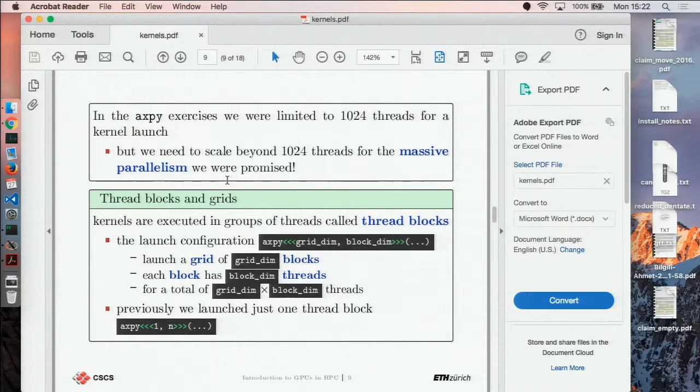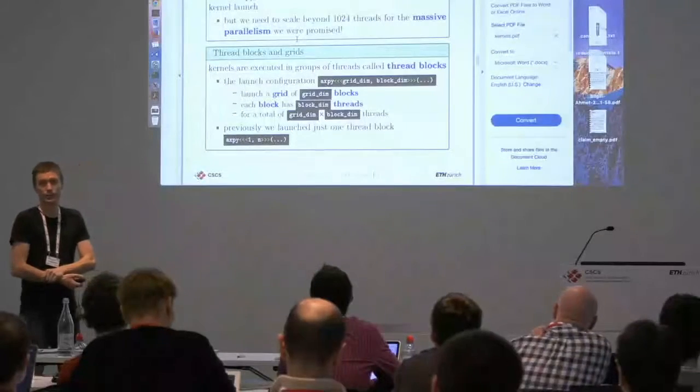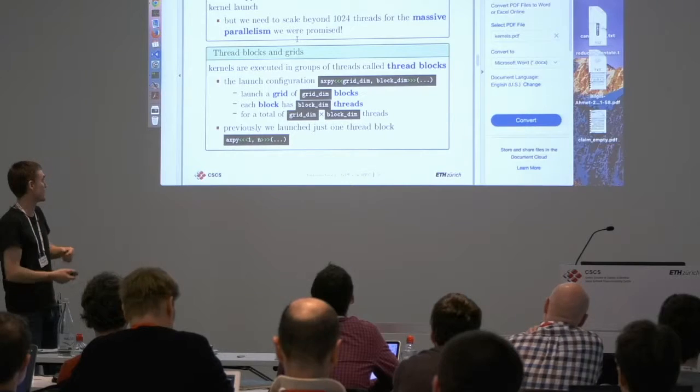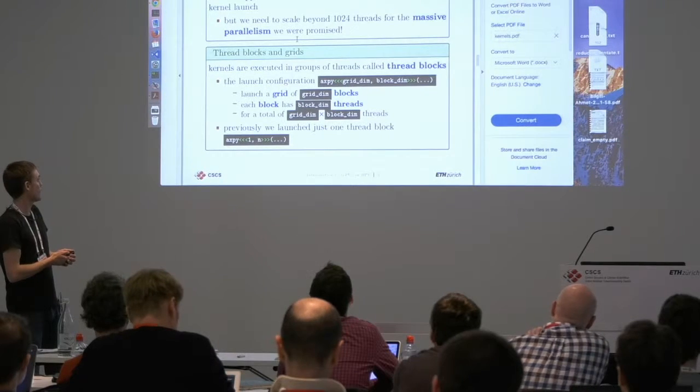And this comes back to what was that number 1? When we launched the kernel before, we had 1, a comma, number of threads. And this is where this comes in. So in this exercise, we're limited to 1,024 threads, but we want to go much beyond this. We want to have millions, even billions of threads launched to really start taking advantage of the GPU. So how do we do that?